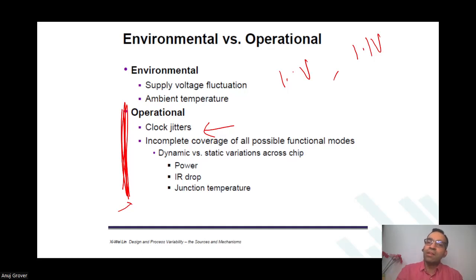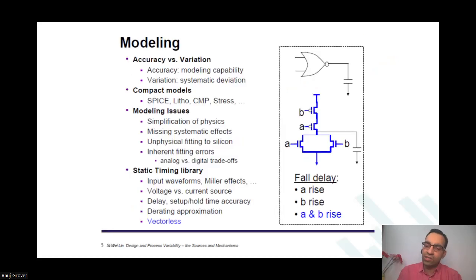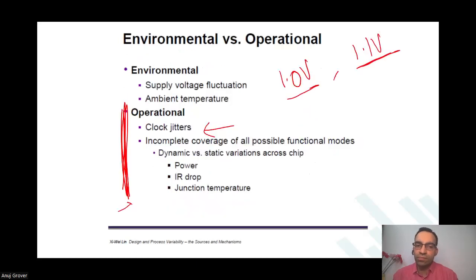But these environmental variations, you can actually simulate at 1.0 volt and see the impact, or 1.1 volt and see the impact of it on your system. So these environmental variations are a part of your PVT condition. The operational variations are something that you need to leave margins for.